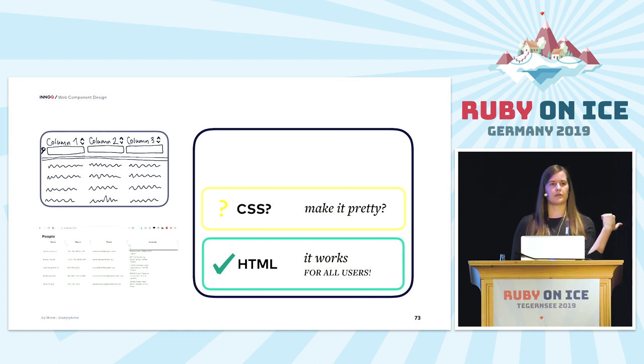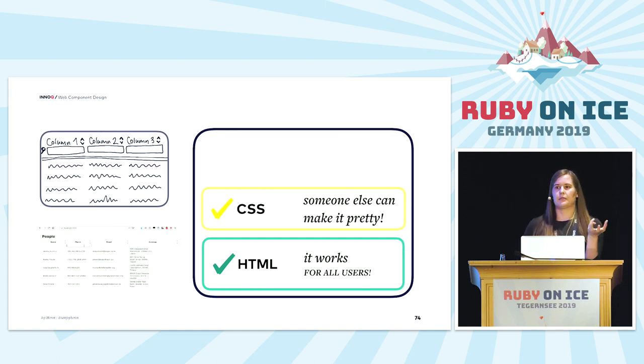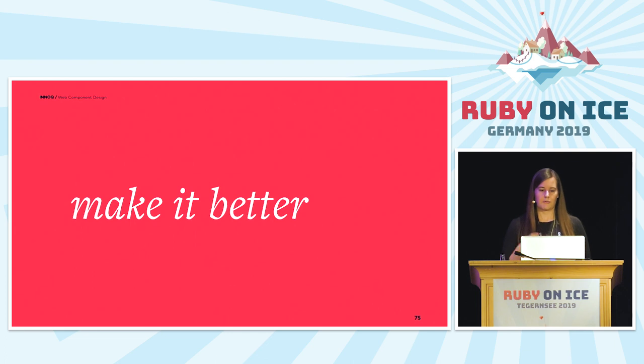For CSS here, I'm going to use the same rule as I used for the filter component: in pretty much every application I design, I already have CSS for dealing with tables. So I'm going to put that off until the future, and someone else can make it pretty. But we can make it better.